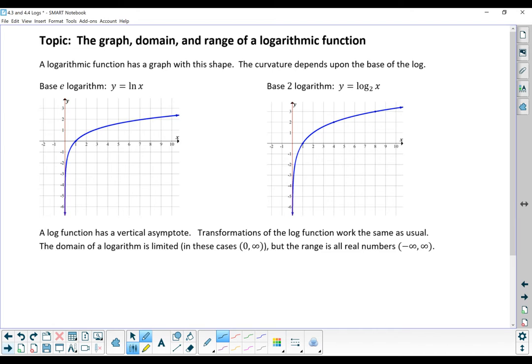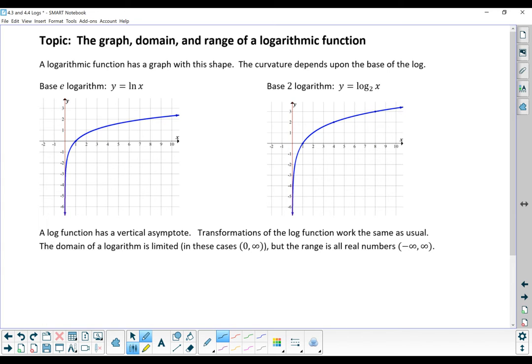Okay, this topic is about graphing logarithmic functions. So you have to graph the function and give the domain and range. A logarithmic function has this shape. The exact curvature depends on the base of the log. This first one is base e, and the second one is base 2.